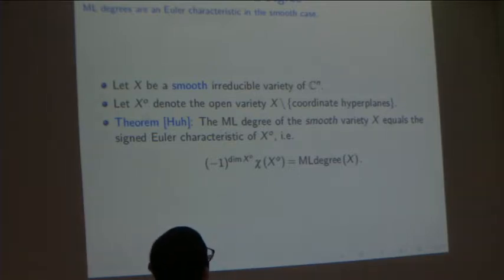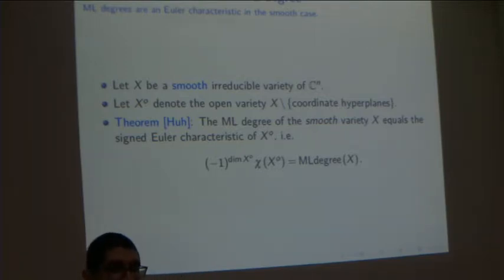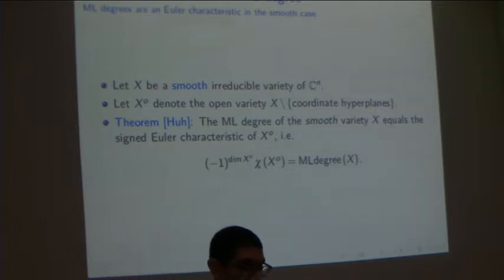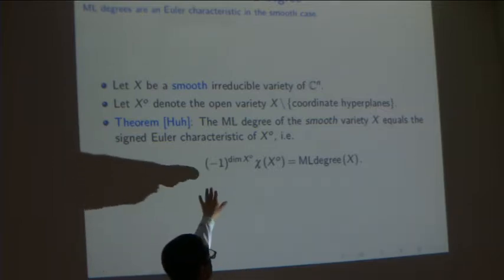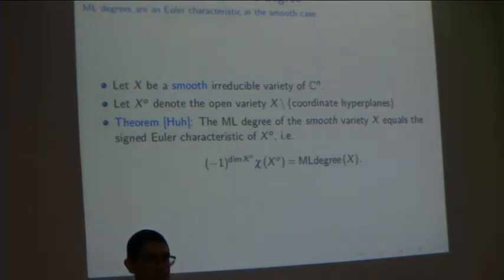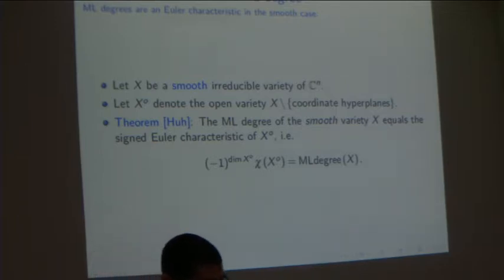So if X is a smooth, irreducible variety, and you consider X° an open variety where you remove the coordinate hyperplanes, then Huh proved that the ML degree of a smooth variety X equals the signed Euler characteristic of this open variety. In other words, (-1) to the dimension times the Euler characteristic is the ML degree. So you related the topology of a variety to the number of critical points of this function that comes from statistics.